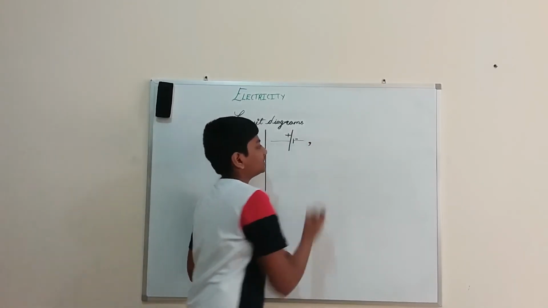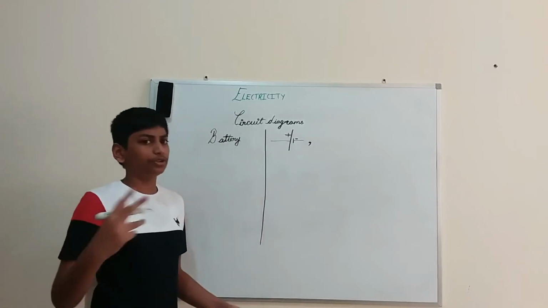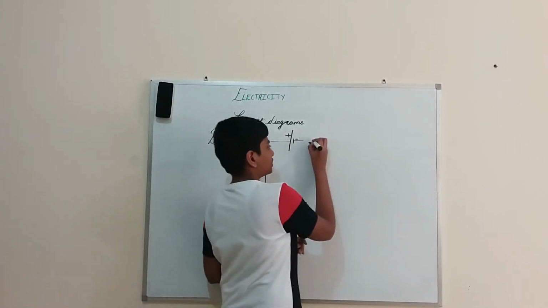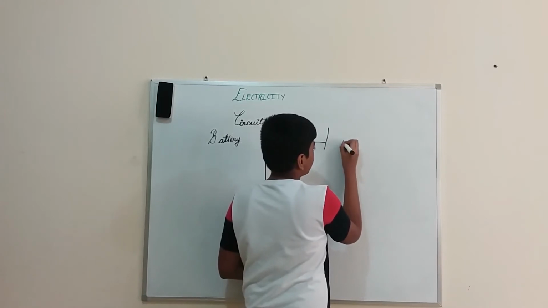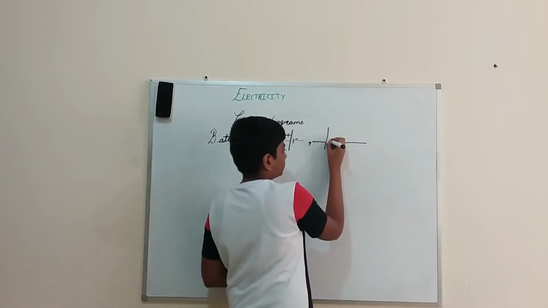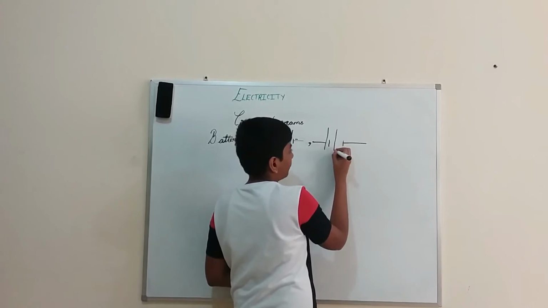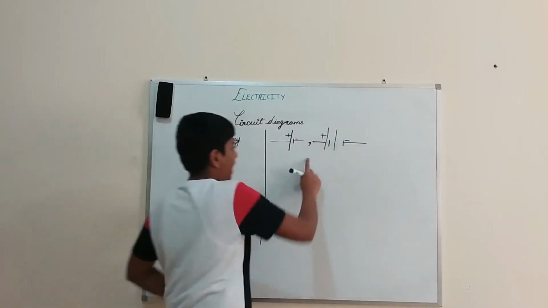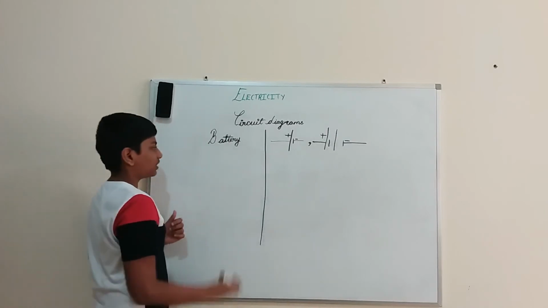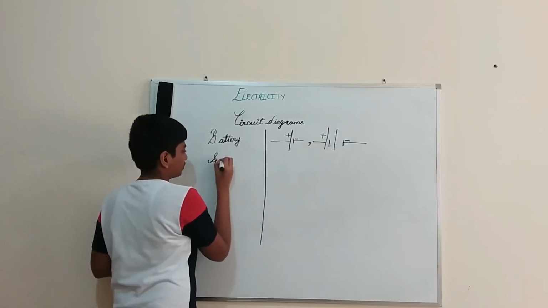Next, if I need to add two cells or two batteries, one end should always be positive and the other end should always be negative. So positive, negative, and again positive, then negative. Positive over here and negative over here. So I have two cells in this.